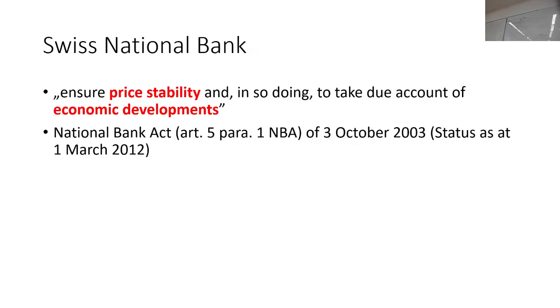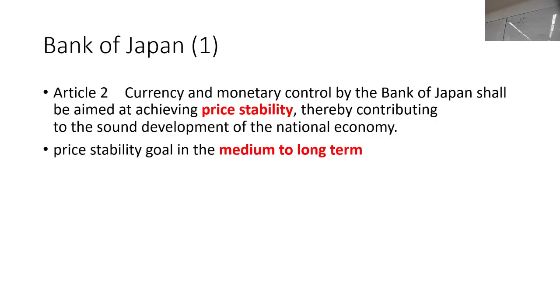In case of the Swiss National Bank, we can see that again, price stability is favored, and also economic development was favored, so practically the Taylor rule again. Then in case of the Bank of Japan, price stability, and it's a medium and long-term objective. And this was defined before when they were dropping into 3 decades of deflation.